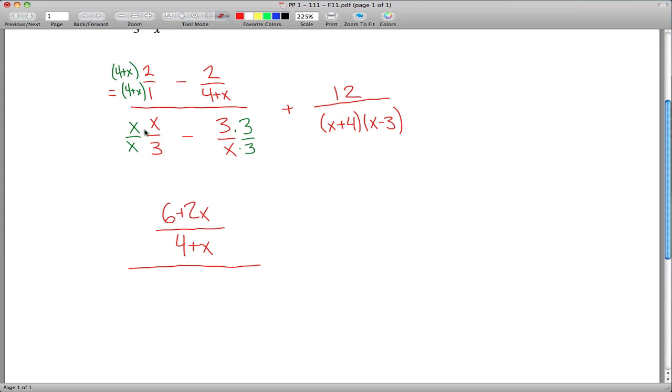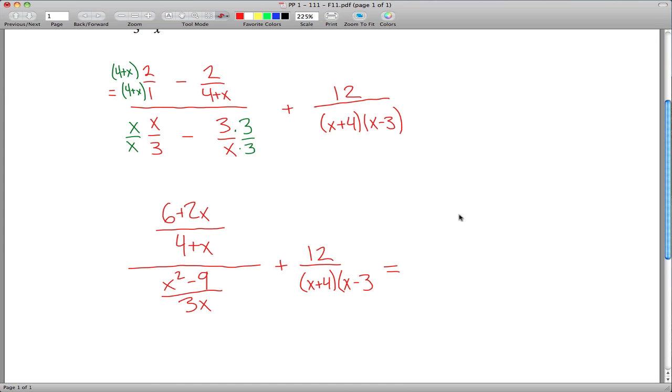And in the bottom here, x times x is x squared, and 3 times 3 is 9. And we can just write our common denominator once, 3x. And this side, again, just leave it alone. We'll deal with it later.